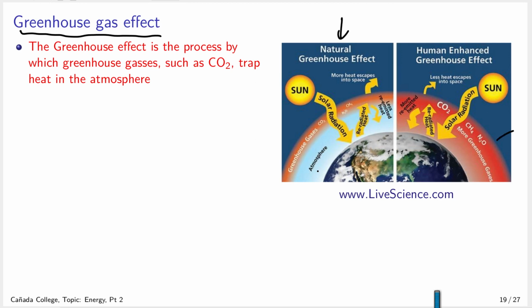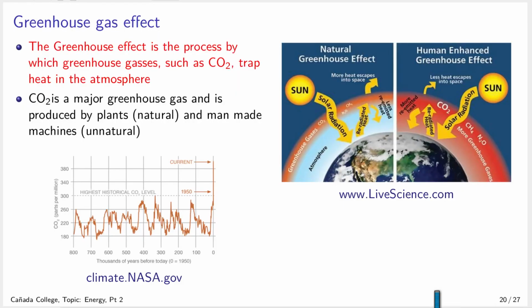Now, as man-made carbon dioxide and methane and nitrous oxide gases have increased, so these greenhouse gases have increased in content, the amount of heat being trapped by the Earth's atmosphere has gone up, and that is therefore leading to an increase in Earth's temperature. And this is what the greenhouse gas effect is.